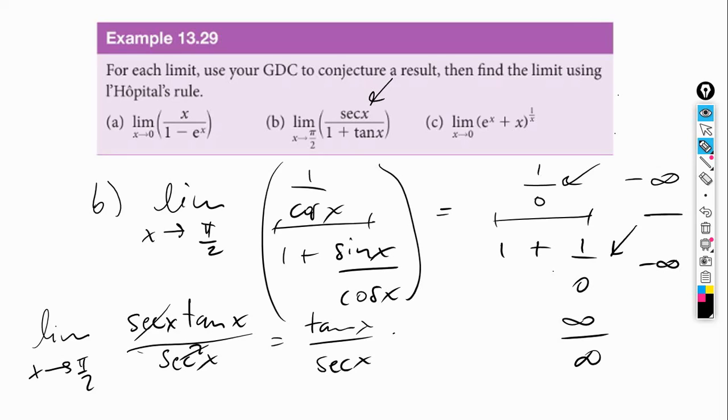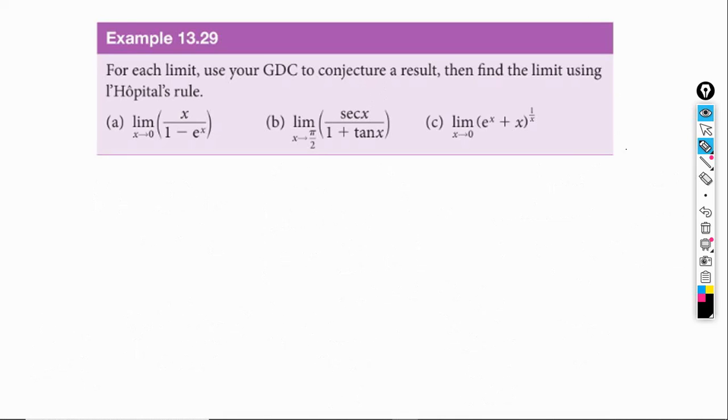So this would be sine of x over cosine of x, and secant is 1 over cosine of x. So notice that this implies that we can cancel out the cosines, and we're just left with sine of x. And if we plug in pi halves, we know that sine of pi halves is equal to 1, and that would be the limit.